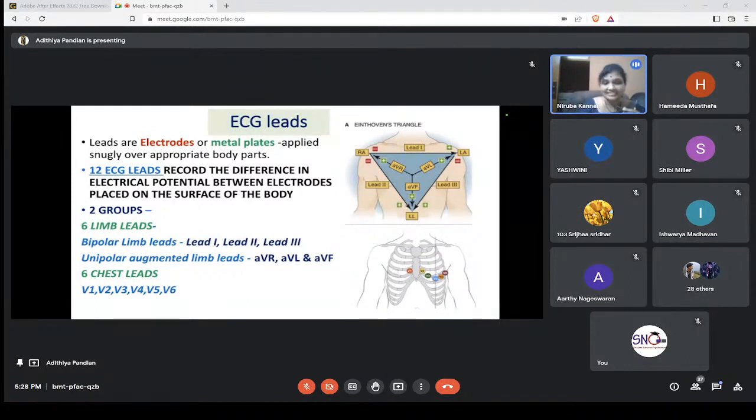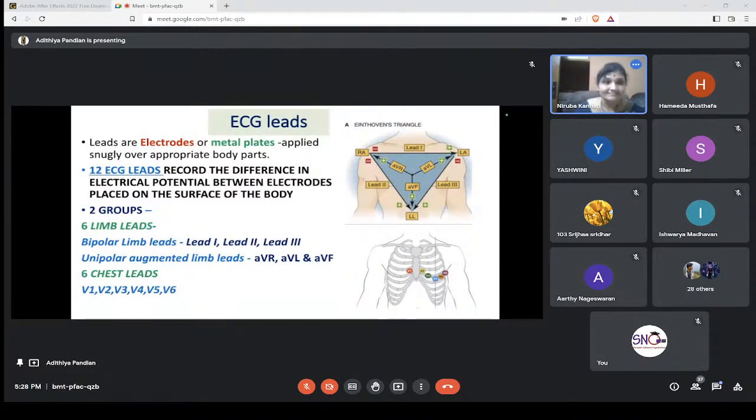And you have the chest leads, V1, V2, V3, V4, V5, and V6, which are placed in their respective positions. Why do you have so many leads? Only those 3 which were mentioned by Einthoven at that time are enough. 1, 2, and 3. Why do you want all these others? You have 12 leads all over your heart. It's like the Big Boss house watching. Your heart is watched all over by the cameras, like that, from all directions.